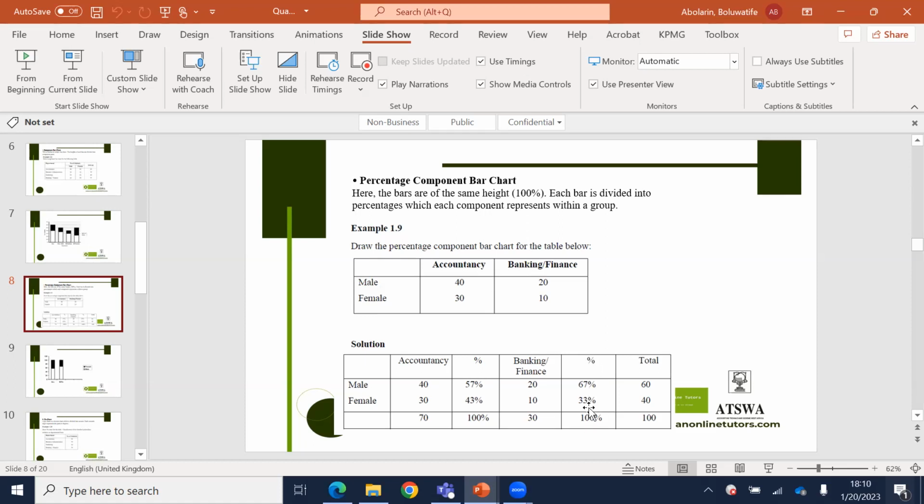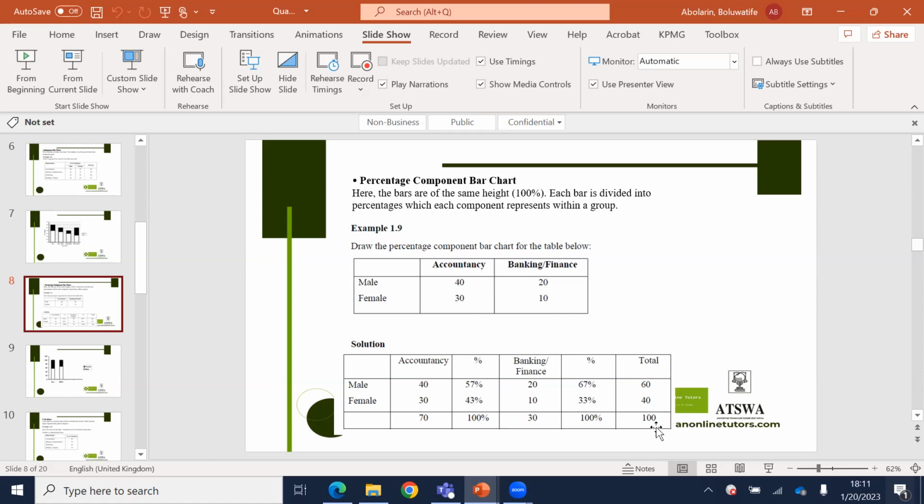So when you add the two together, definitely it will give you 100%. What they are trying to do here is adding total male and total female. Total male will be 40 plus 20, which gives us 60. Total female will be 30 plus 10, which gives us 40. When you add the two together, it will give us 100. So that's what I'm trying to establish there.